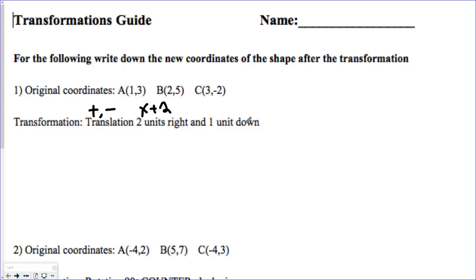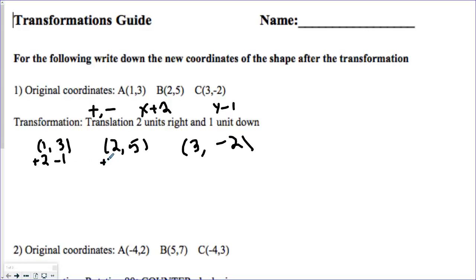1 unit down, so up and down are the y transformations. So 1 unit down means take the y value and subtract 1, because down means you're going to subtract 1 from the y. Up would always mean you add 1. So if we rewrite our points here, 1 comma 3, 2 comma 5, and 3 comma negative 2, I'm going to add 2 to every x and subtract 1 from every y. So I'm just going to write it like this so I don't forget. Add 2 to every x, subtract 1 from every y.